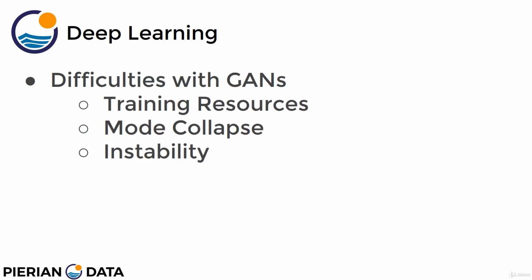Now let's briefly talk about the difficulties with GAN networks. And those are things like training resources, mode collapse, and instability. And we'll also try to give you potential solutions for each of these problems.